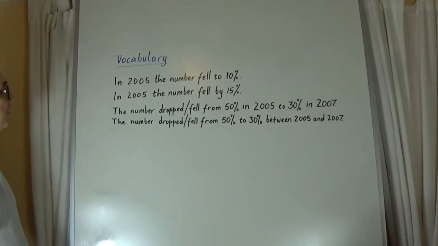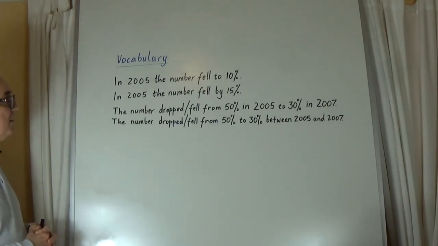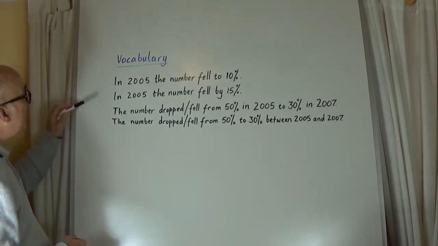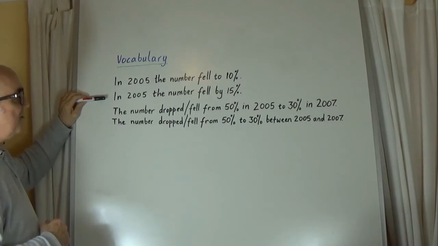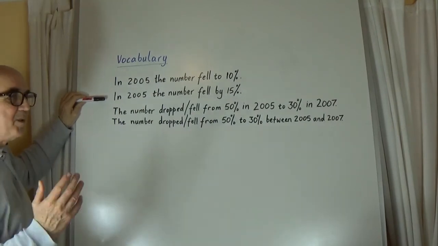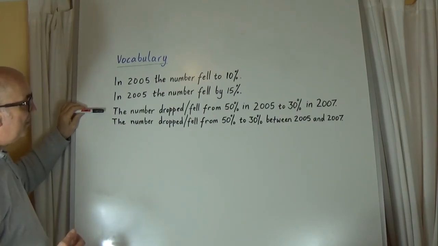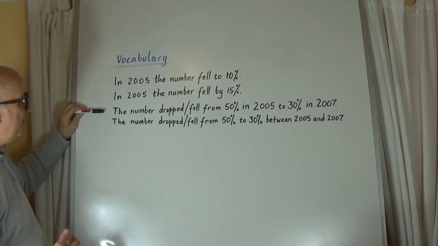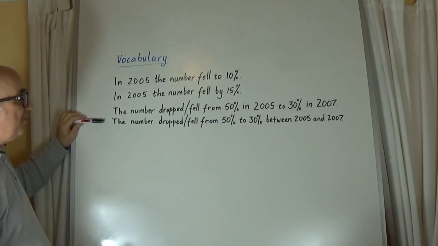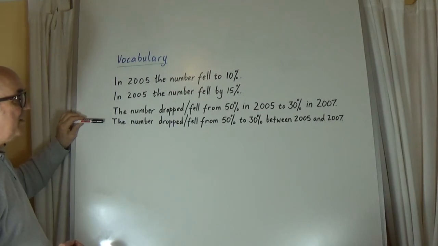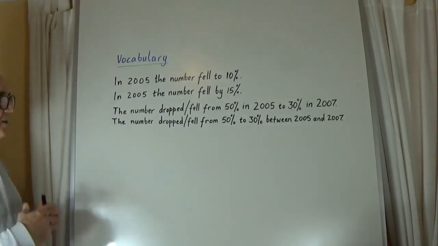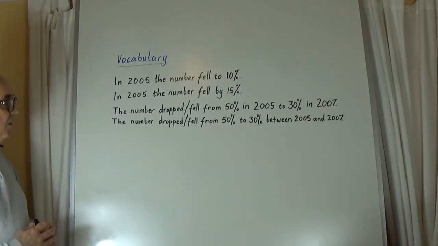And now a quick look at vocabulary and how we use the figures that we were talking about, specific figures and data, and when we're giving evidence. So let's look at this. In 2005, the number fell to 10%. We could also say, in 2005, the number fell by 15%, or whatever the percentage is. The number dropped, or the number fell, from 50% in 2005 to 30% in 2007. And we could also say, the number dropped, or the number fell, from 50% to 30% between 2005 and 2007. So these are possible ways that you can write about giving evidence and data from your line graph.